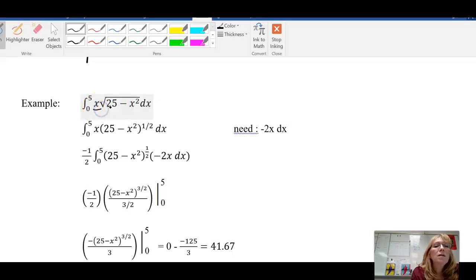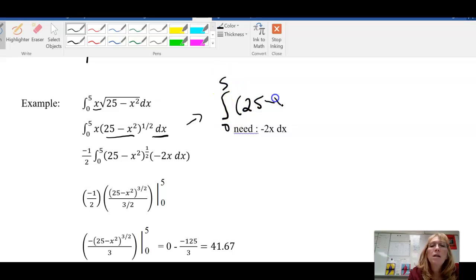So now we've got x, and I'm going to rewrite it as to the 1/2. I'm going to rewrite this again over here because I have to have the derivative back here in order to do the function. Remember, it's f of x dx. The derivative has to exist. So let's rewrite this problem. This is 0 to 5. I'm going to put 25 minus x squared to the 1/2 here.